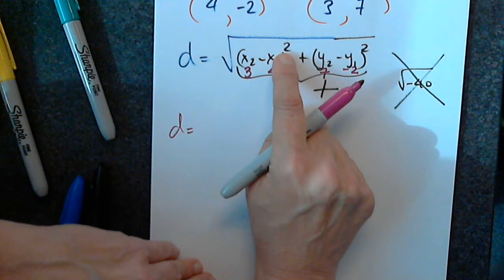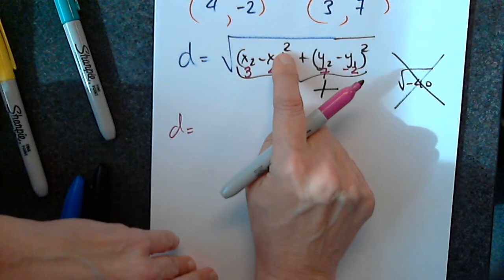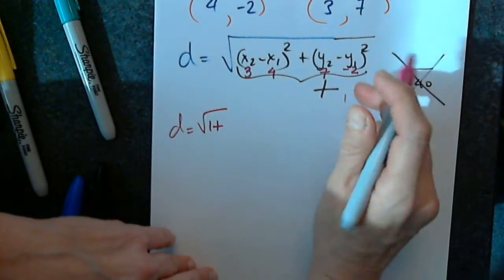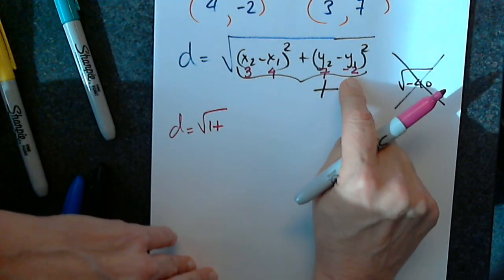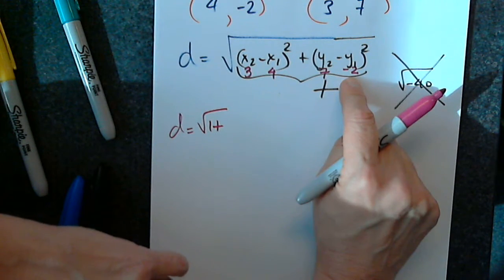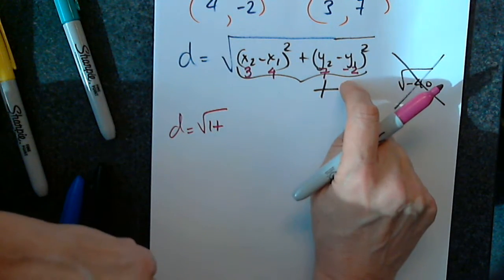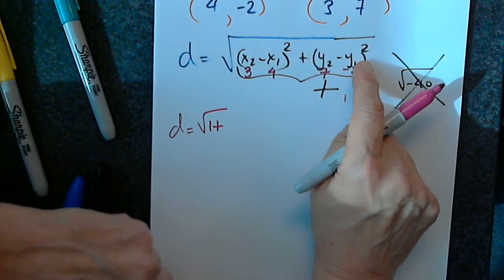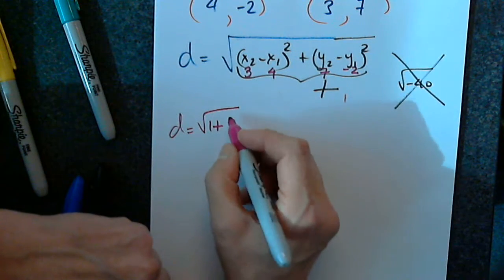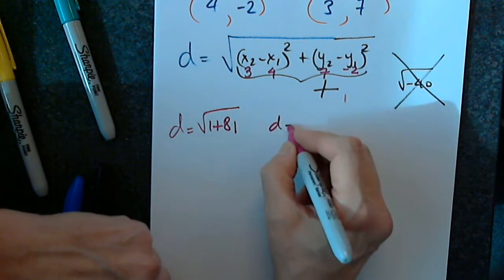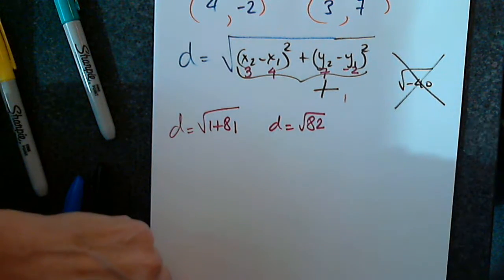And it has to be a positive number. -1 squared is perfect. Plus 7 minus -2. 7 minus -2 is 9, and then 9 squared, and it has to be a positive number, is 81. So the distance is the square root of 82.